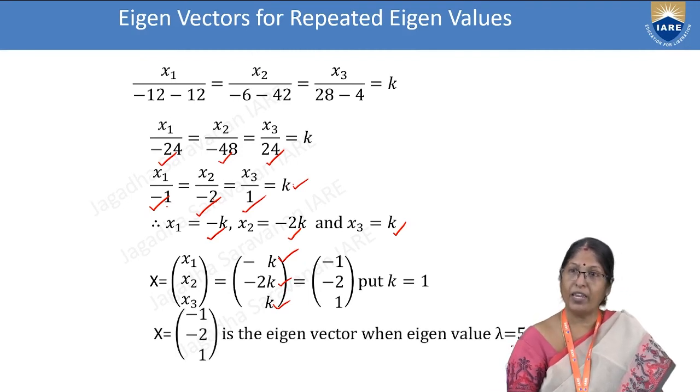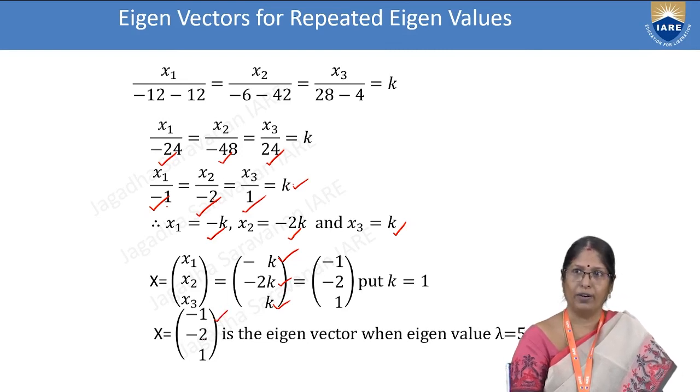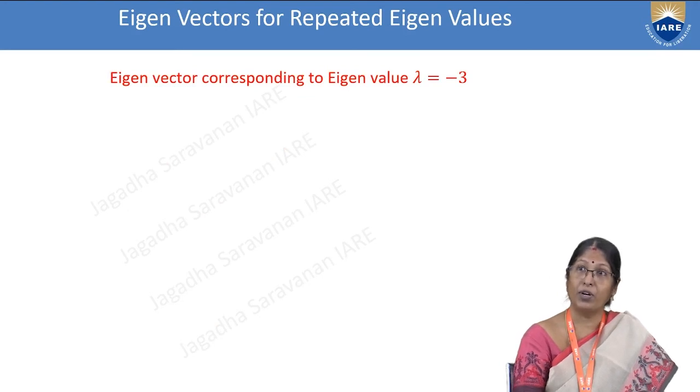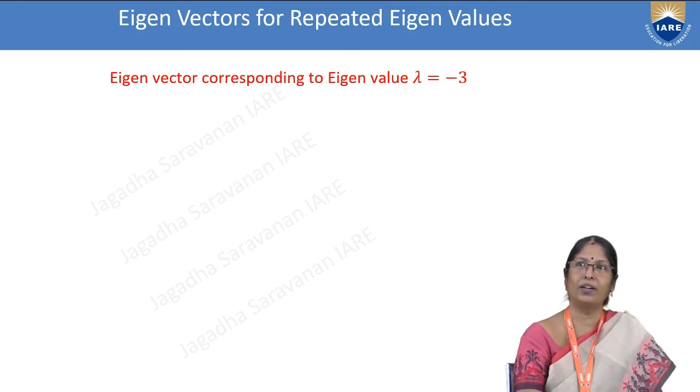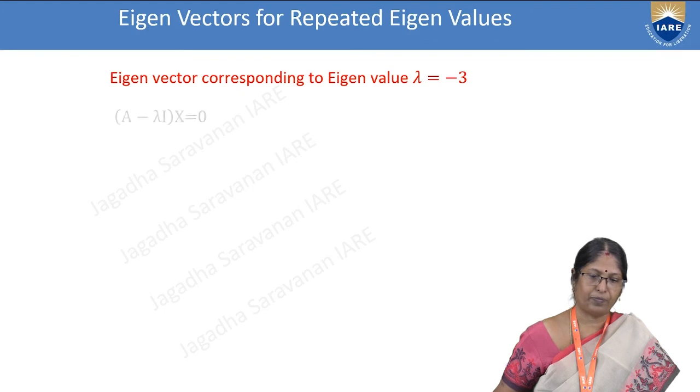So when lambda equal to 5, we got the eigenvector minus 1, minus 2, 1. Yes, we know it. Actual eigenvalue, we got it. Lambda equal to 5 at minus 3, minus 3. That is minus 3 is repeated. That is our topic here: repeated eigenvalue.